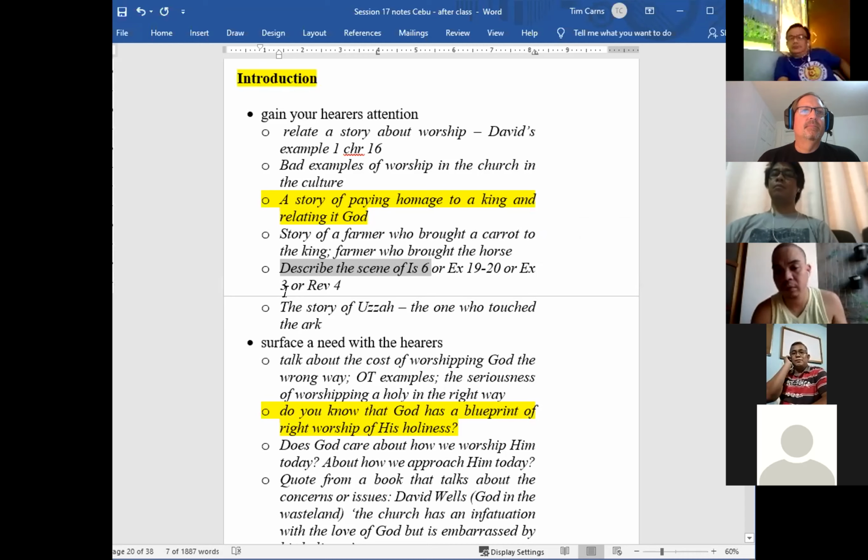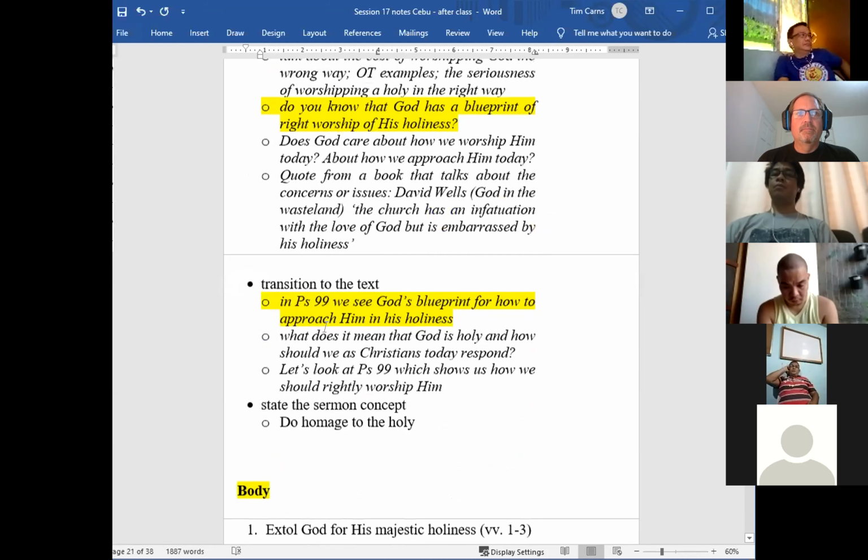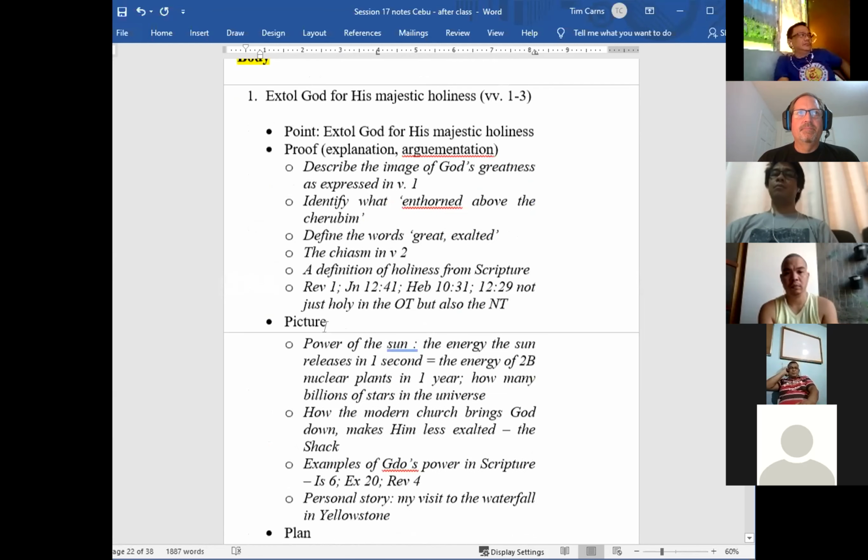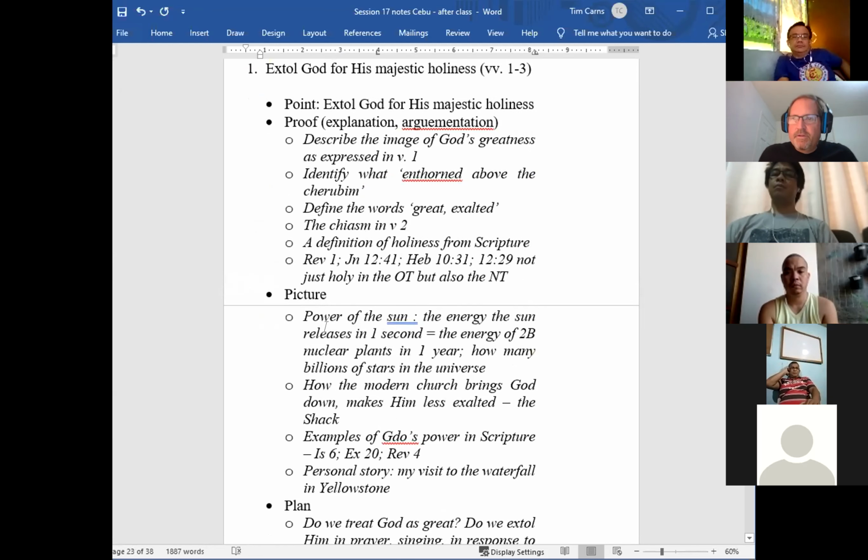Are these 5 P's applicable to the narrative, epistles, and the other genres? Good question. The 5 P's, are they applicable to the other genres? Well, definitely epistles, because those are didactic, they're instructional. So the epistles are laid out. You're going to have an outline, the point, proof, picture, plan, probably the same thing.